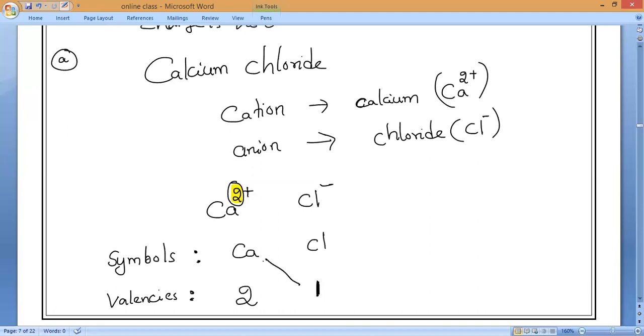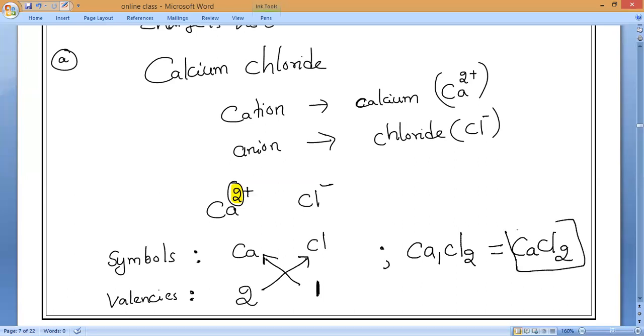Now just exchange that between the atoms. So we'll get Ca1 and Cl2. Ca1 means the 1 is not necessary to show. So I will write CaCl2. That's all. The chemical formula of calcium chloride. What is the chemical formula of calcium chloride, everybody? CaCl2. Do you understand? Please respond. Yes, sir. CaCl2, calcium chloride.